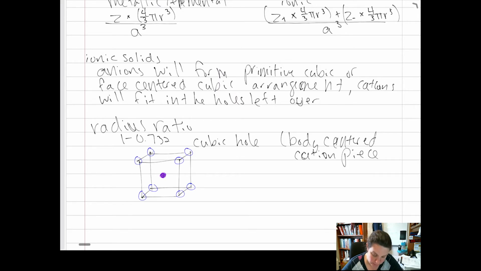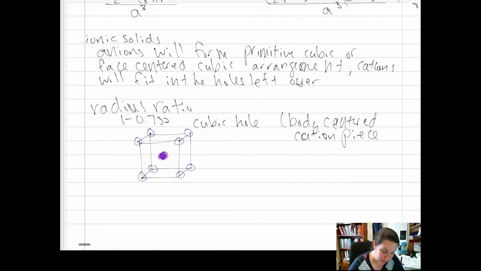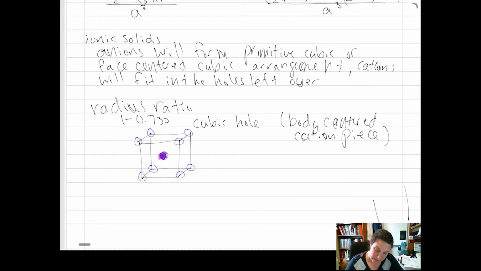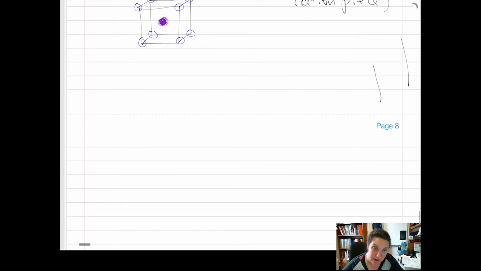So in the case of a cubic hole, it's not that much smaller, right? Because we're taking our cation radius divided by our anion radius, and it's somewhere between 0.732 and 1, so they're similar in size, your cation and your anion here. Okay? If you calculate out your radius ratio and you get a value between 0.732 and 0.414, you have an octahedral hole. So your cation will fit in an octahedral hole.